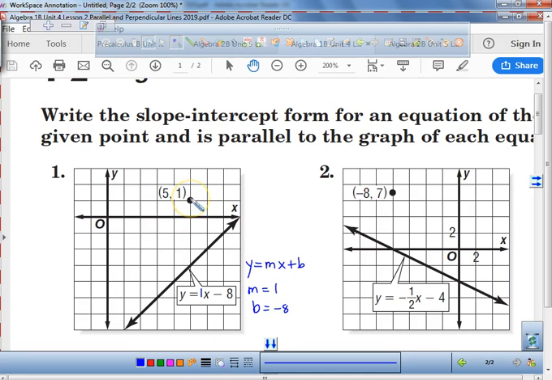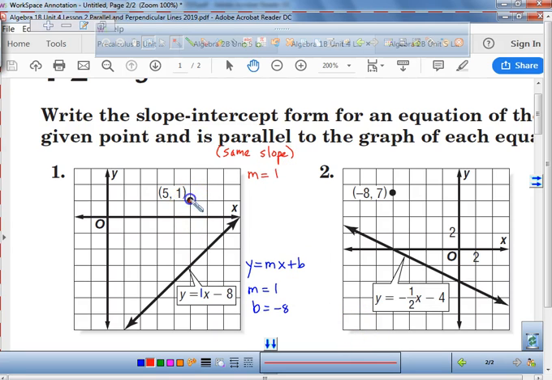We have to find the line that goes through what point? A 5 and a 1. So what slope do we have to have in this line? We have to have the same slope, because parallel lines, right underneath it, have the same slope. So it's going to be a slope of 1.